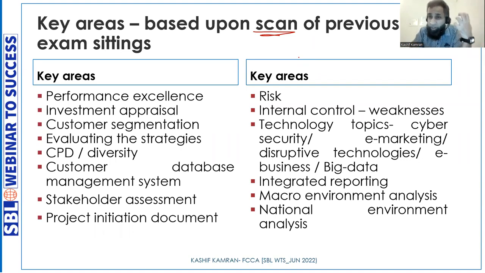Technology topics like cyber security, e-marketing, disruptive technologies, e-business, and big data have been in past papers. So know what e-marketing is, what the benefits and value are, what you do in e-marketing. For cybersecurity, the benefits, value, and challenges. For disruptive technology, e-business, and big data, the value, benefits, and challenges. So you should be familiar with this, right?